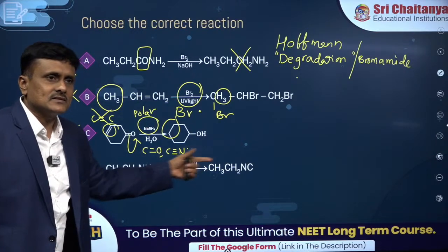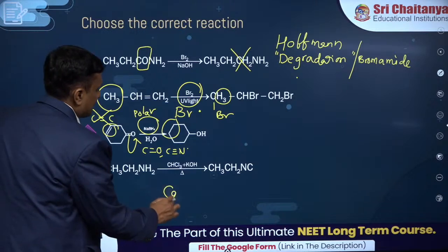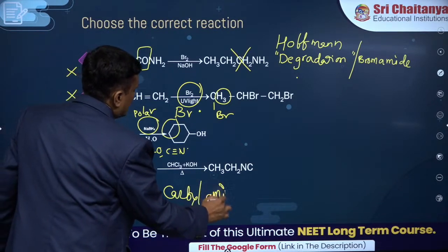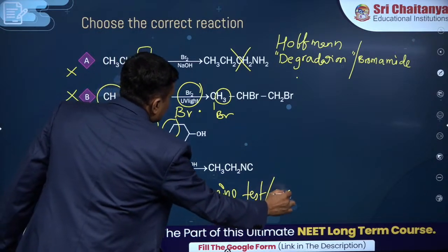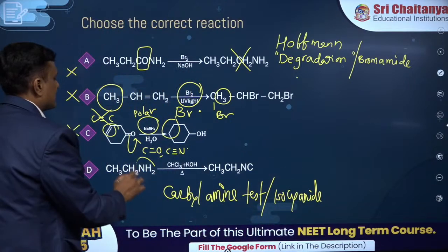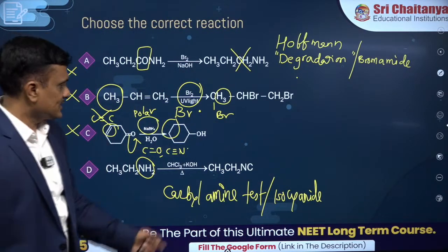Very popular, isn't it? Yes, brilliant. Carbylamine test. Good job. Isocyanide test. You know this, right? What will happen there? The primary amine, when it reacts with chloroform and KOH, you will get isocyanide.